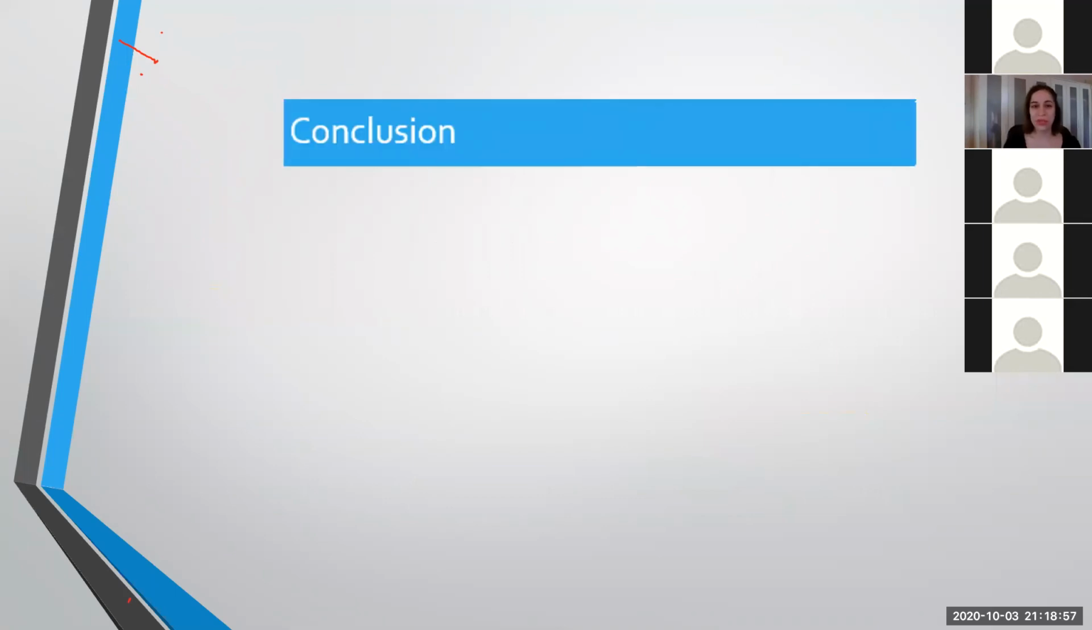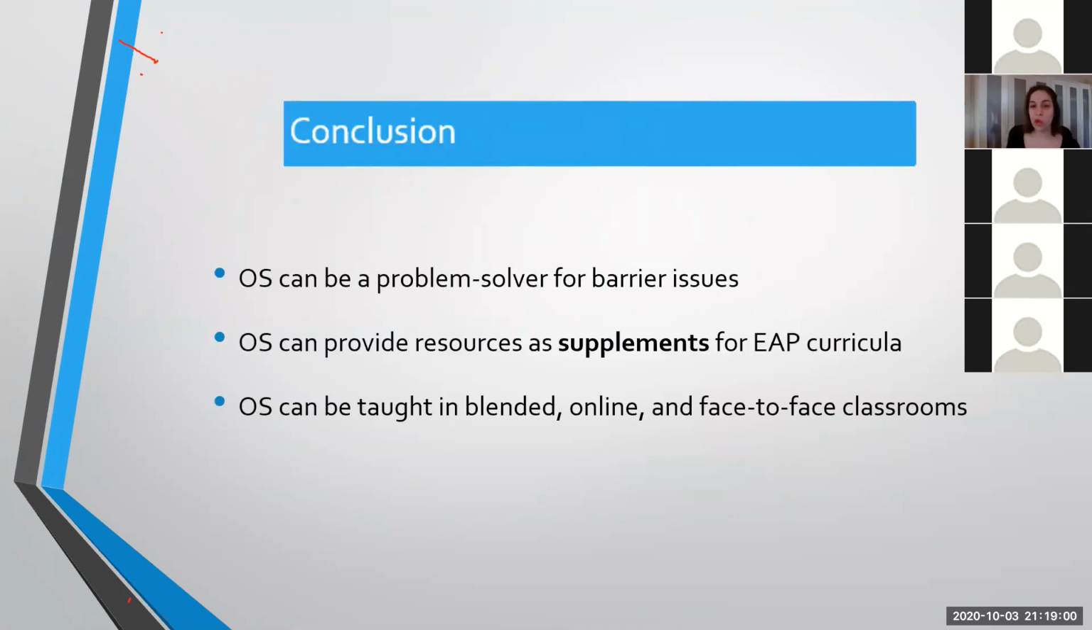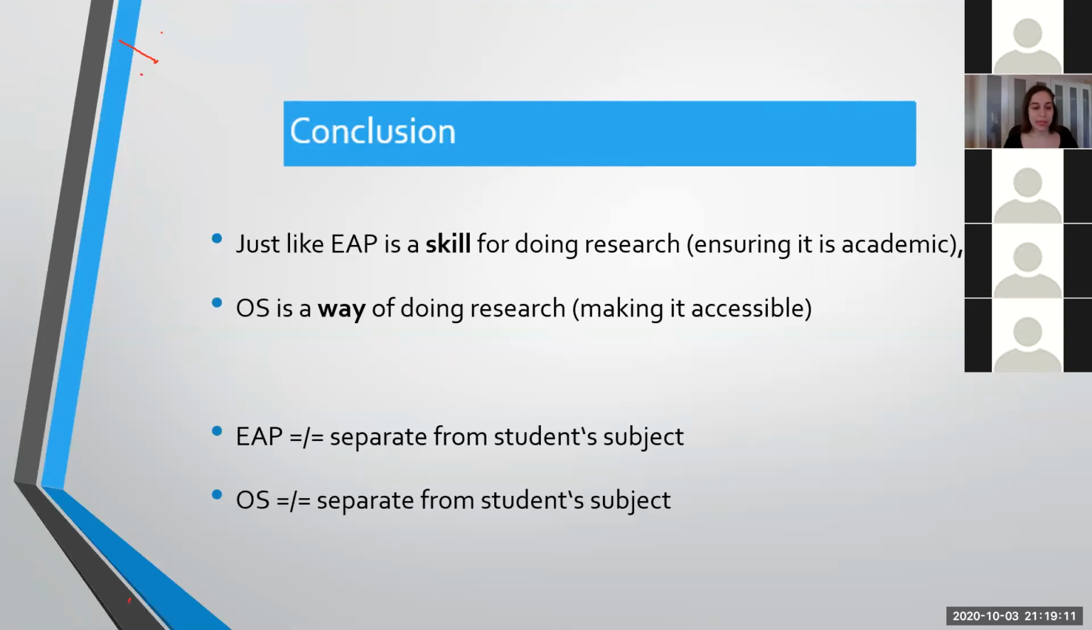So in conclusion, open science can be a problem solver for barrier issues. It can also provide resources as supplements for EAP curricula, and it can be taught in blended online and face-to-face classrooms. So just like EAP is a skill of doing research, open science is a way of doing research. So EAP ensures that the research is academic, and open science ensures that the research is made accessible. So EAP and open science are both not separate from the student subject.